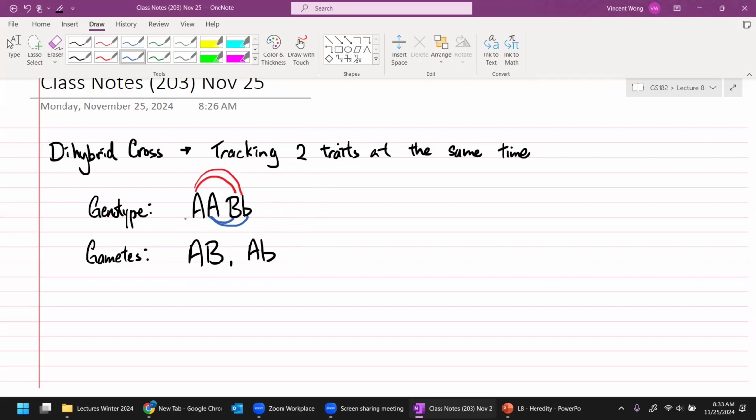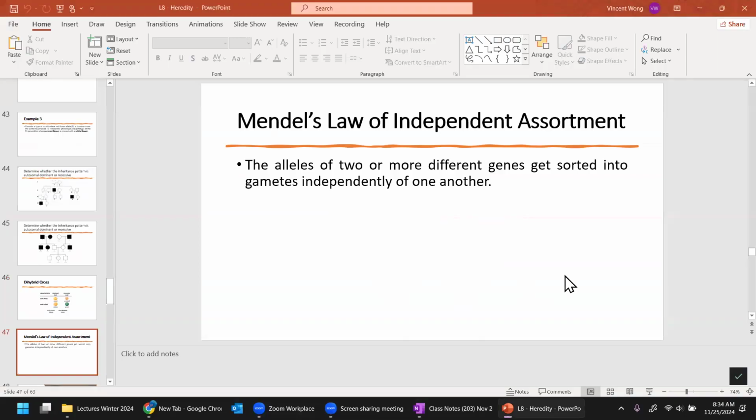Now, another thing to note is this. Whether you inherit the capital A has nothing to do with whether you inherit the capital B. It's not like if you get the big A, then you have to get the big B. Now, you can also get the small b. So the inheritance of one gene is not going to affect the inheritance of another gene. Okay? This is called the law of independent assortment.